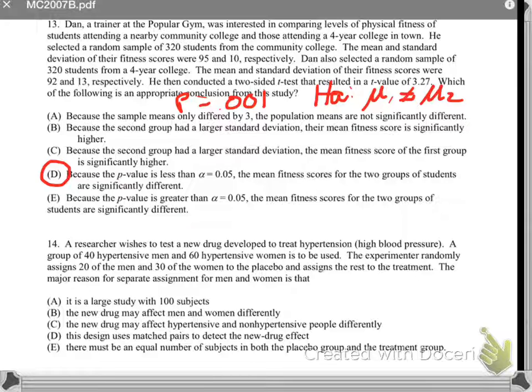Number 14 talks about using a placebo. All right, and then it says the major reason for separate assignments for men and women is not that the study is large, but that it may affect men differently than females. So the answer to this one is B.